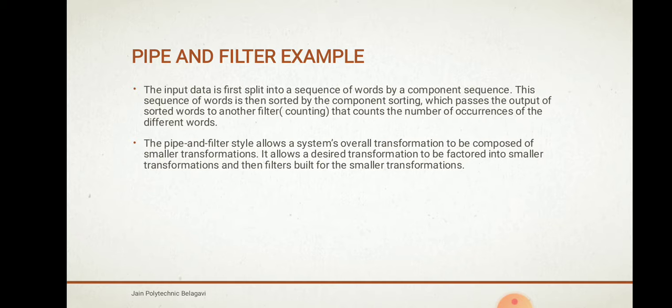Pipe and filter example. The input data is first split into a sequence of words by the component sequencer. This sequence of words is then sorted by the component sorting, which passes the sorted output to another filter, which then counts the number of occurrences of the different words. As we have seen, it is an overall systematic transformation, and the transformation is factored into smaller transformations, and then filters are built for the smaller transformations.